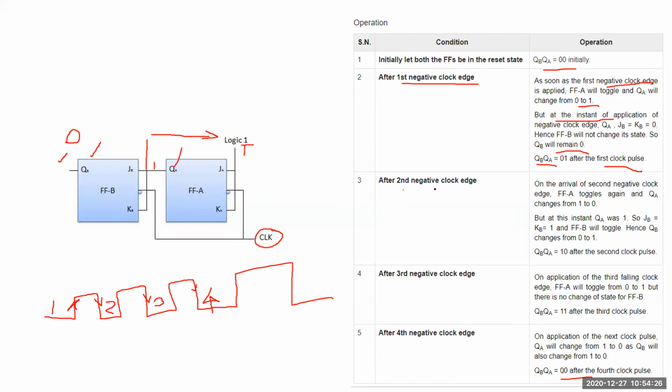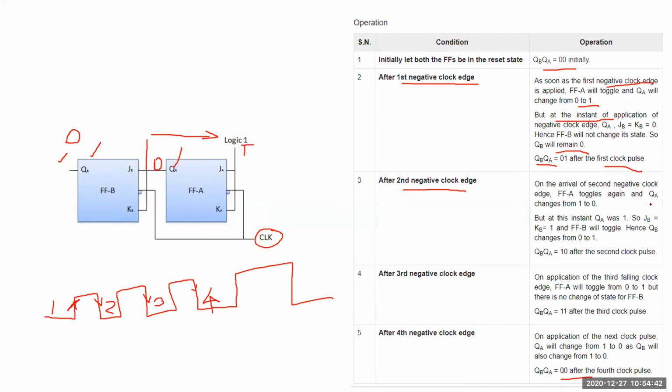Now let us see the second edge of the clock. On the arrival of the second negative edge, flip flop A will be toggling again. The output QA changes from 1 to 0. It is going to change from 1 to 0.